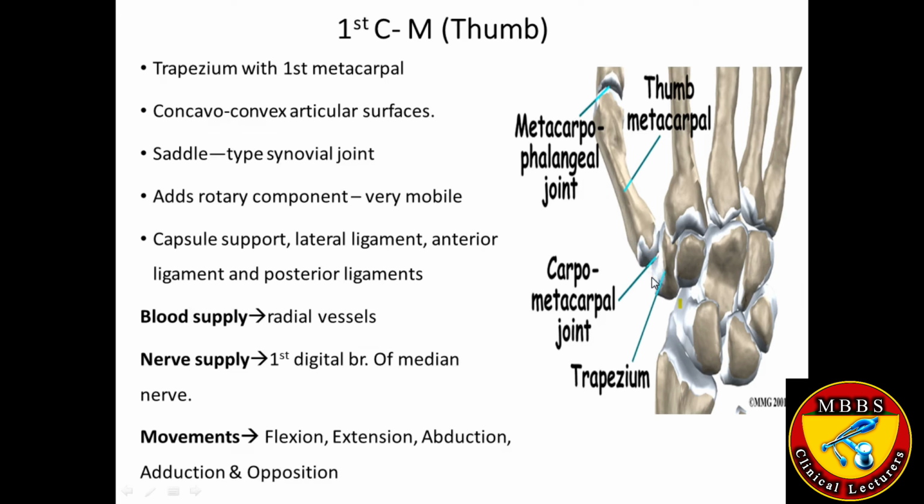What is the blood supply of this joint? That is the radial vessels. Nerve supply, that is the first digital branch of the median nerve. Now very free movement occurs in this joint. That is flexion, extension, adduction, opposition, rotation. All the movements can occur in the joint over here.